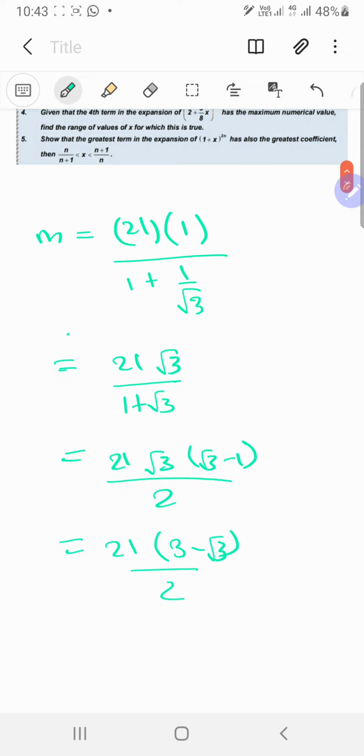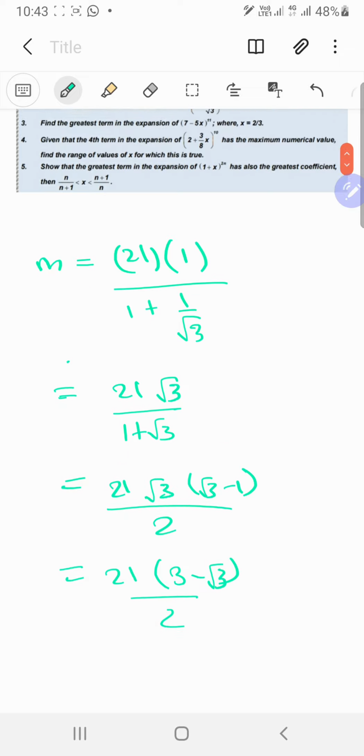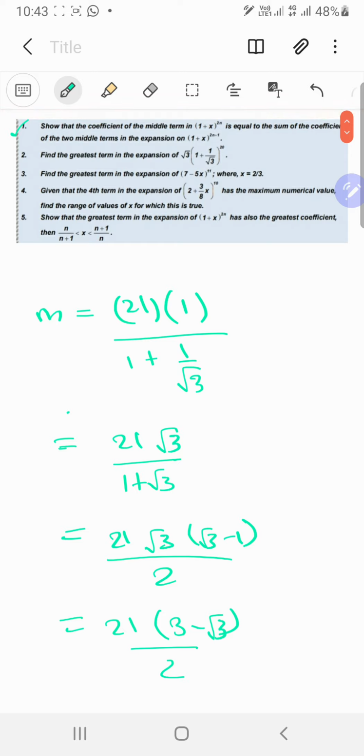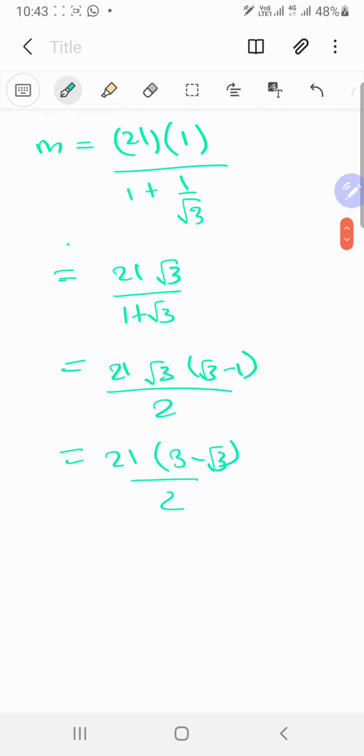Okay, this is getting complicated. Right, so that will be our value of m. You have irrational stuff over here. So this is equal to 21 into 3, which is 63/2, minus 21√3/2. Is that a nice idea? Okay, so that won't be very nice.